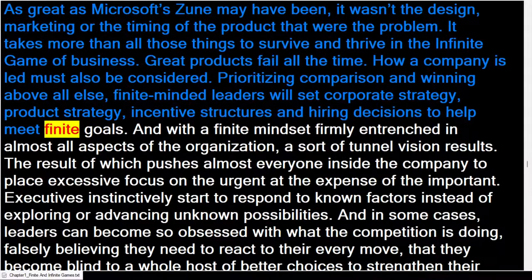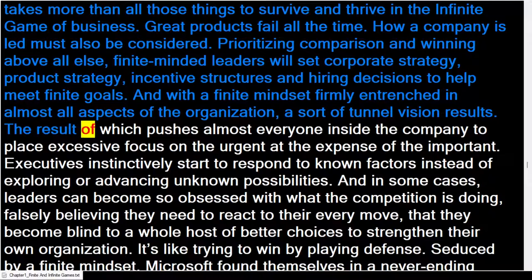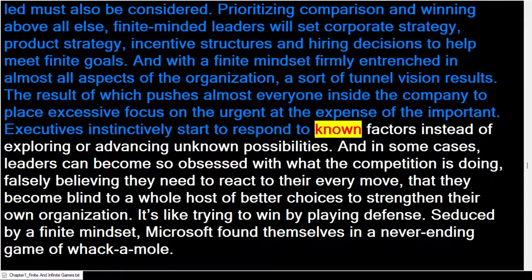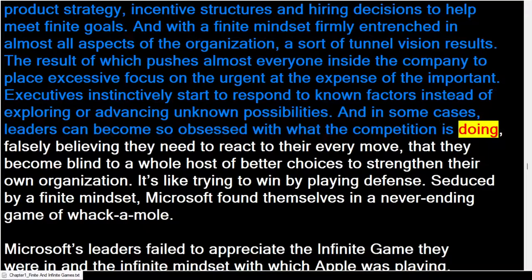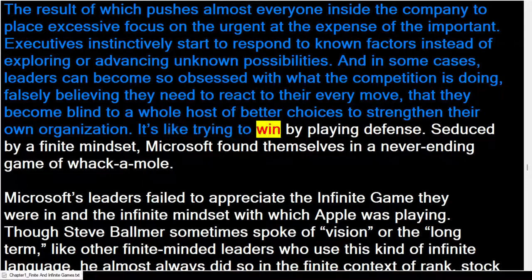And with a finite mindset firmly entrenched in almost all aspects of the organization, a sort of tunnel vision results. The result of which pushes almost everyone inside the company to place excessive focus on the urgent at the expense of the important. Executives instinctively start to respond to known factors instead of exploring or advancing unknown possibilities. And in some cases, leaders can become so obsessed with what the competition is doing, falsely believing they need to react to their every move, that they become blind to a whole host of better choices to strengthen their own organization. It's like trying to win by playing defense.